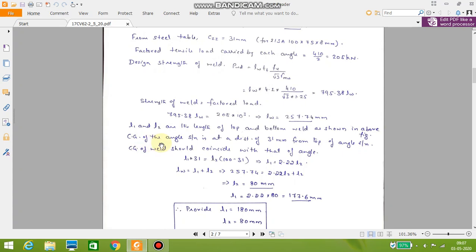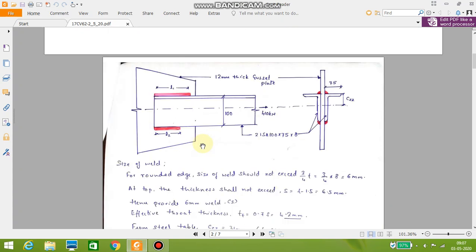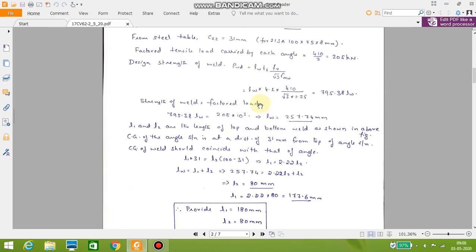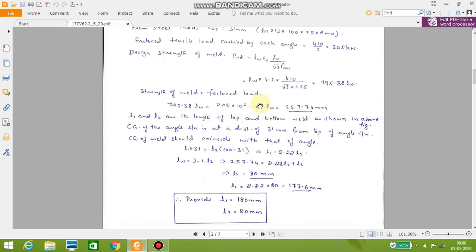Now CG of the angle section is actually at a distance of 31 from the top of the angle section. To find out the length of the weld at the top and bottom, the CG of the weld should coincide with the CG of the angle. So here this distance is 31, or to be precise, yeah, it is 31.